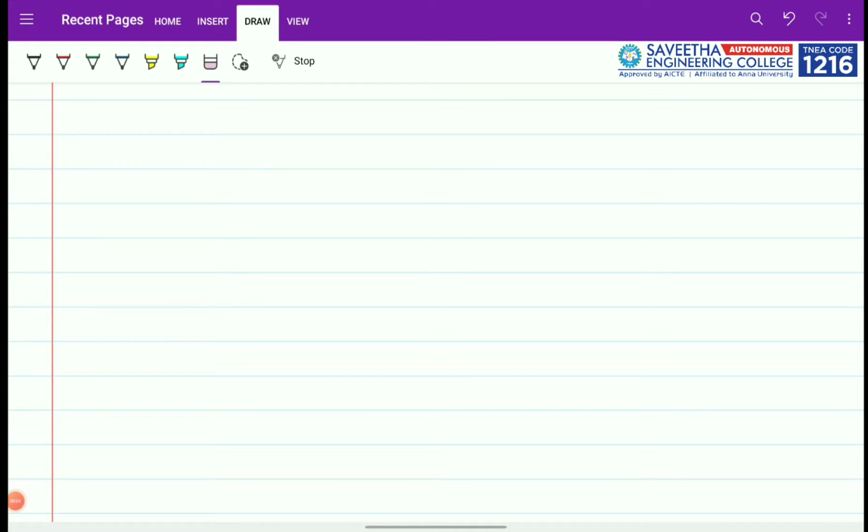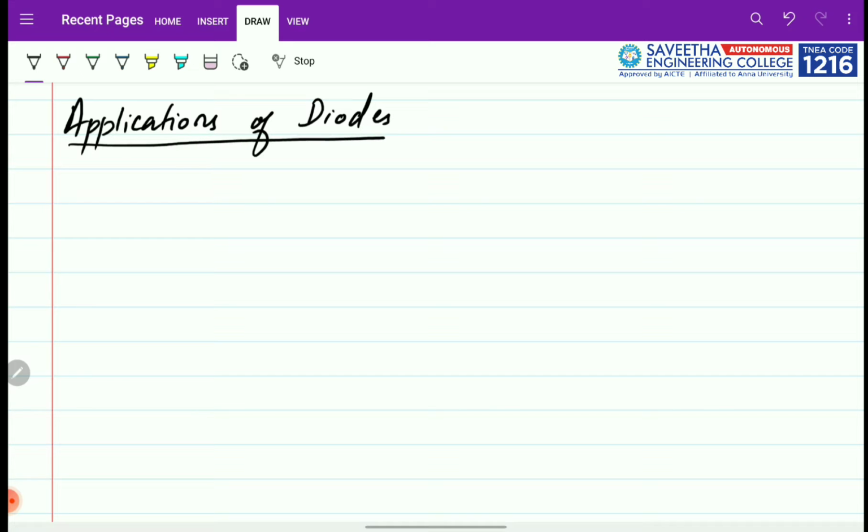This lecture we will see about the applications of diodes. In applications of diodes, we will see how these diodes are being used in various applications for day-to-day purposes and in circuits.